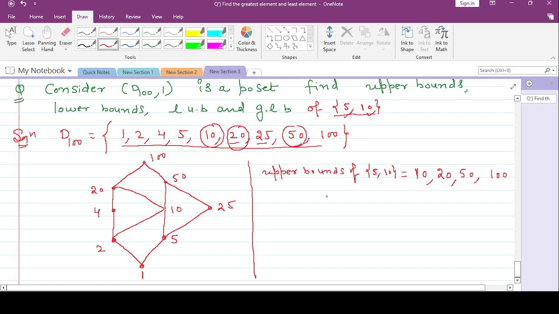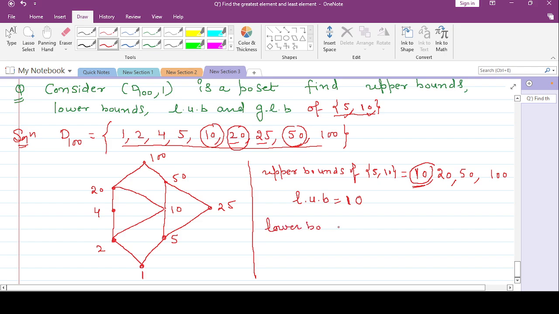Now out of all these upper bounds, which one is least? LUB. Least means this number is the least one. Among all these upper bounds, which one is least? The least one is 10. So LUB is 10. Now lower bounds.